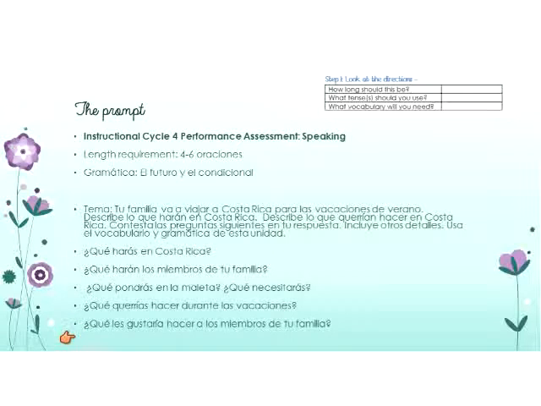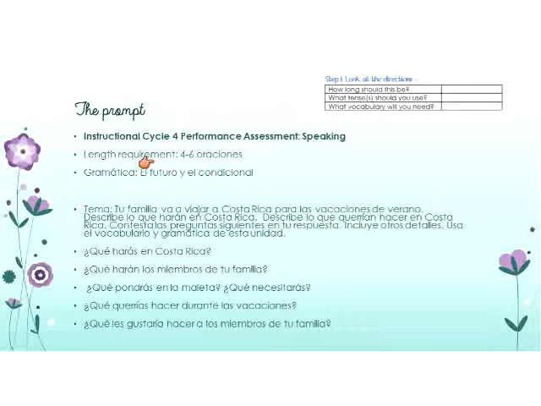So here you have 5 questions. ¿Qué harás en Costa Rica? ¿Qué harán los miembros de tu familia? ¿Qué pondrás en la maleta que necesitarás? ¿Qué querrías hacer durante las vacaciones? ¿Y qué les gustaría hacer a los miembros de tu familia?